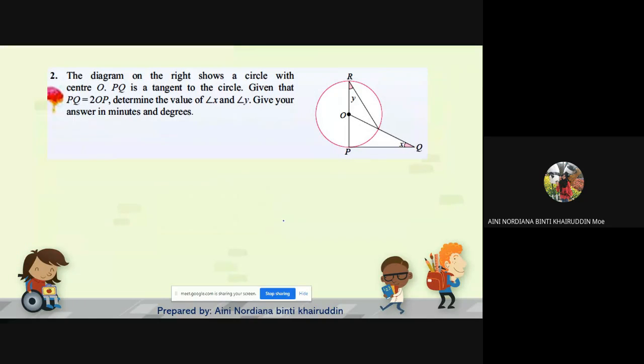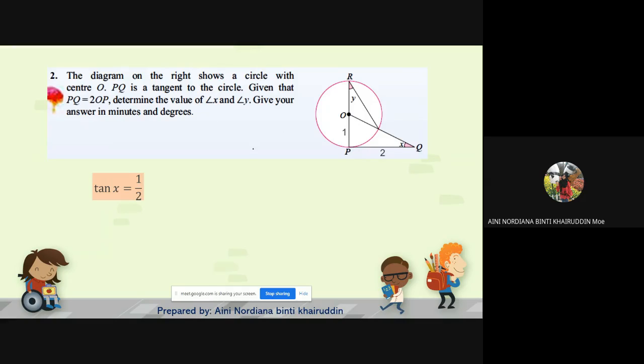Next, question number 2. The diagram on the right shows a circle with center O. PQ is a tangent. Given that PQ equals 2OP. So this is one part, this is two parts. Determine the value of angle x and angle y. Give your answer in degrees and minutes.